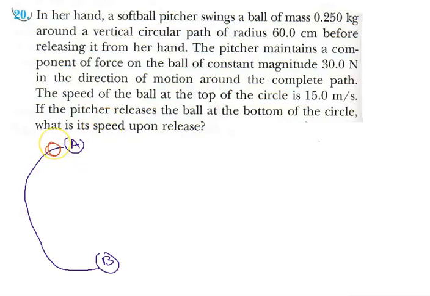The ball has a certain mass, a quarter of a kilogram, and it's going around a vertical circular path of radius 0.6, because we want to be in meters, before releasing it. Boom. So again, this is a person winding up the pitch and then sending it off.